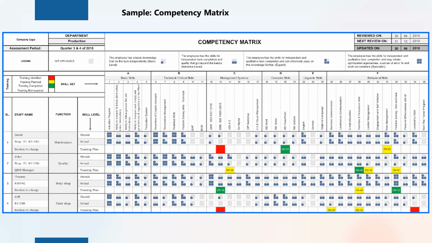And if you see these blue small bars, the square shape, on the top, if there is one square, it says the employee has a basic knowledge and can do the task independently at a basic level. But if they have 3 squares, the employee has the skill for independent and quantitative task completion and can effectively pass on the knowledge further. So he's at an expert level, right? Isn't this a beautiful sheet which gives you a complete picture of all your employees at different levels of competencies?